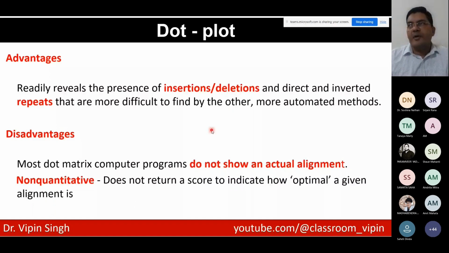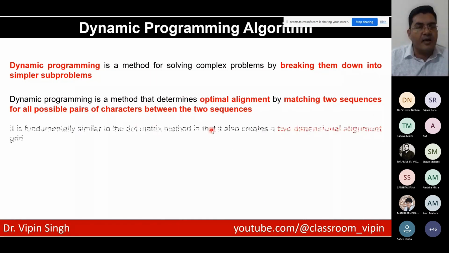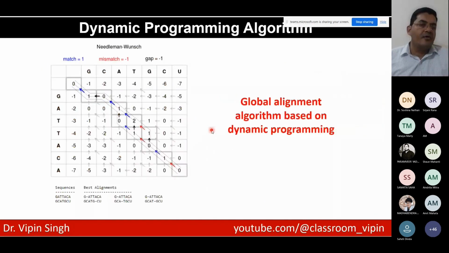So the dynamic programming algorithm basically breaks the complex problem into smaller problems and then moves on. Basically, it again finds an optimal alignment when matching two sequences for all possible pairs of characters between the two sequences. So if you see here, I'll just show you the diagram here. Let's say you have two sequences here. This is your pattern here: mismatch, match, and gap.